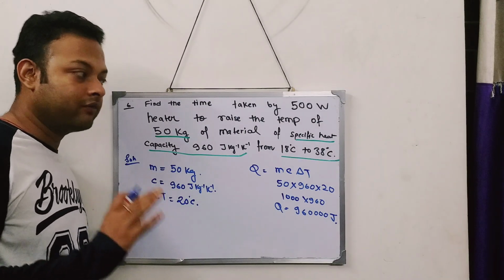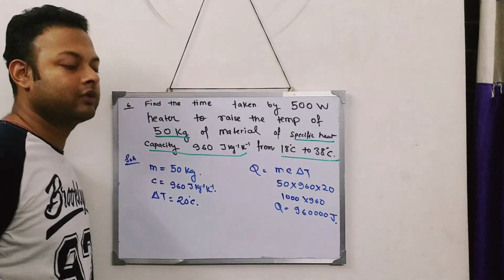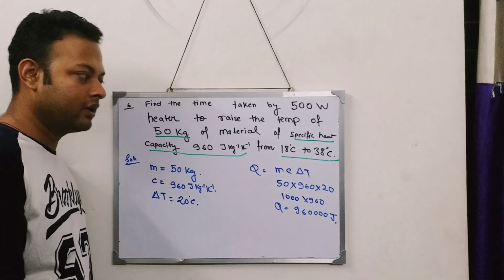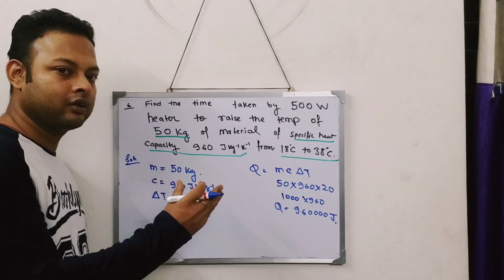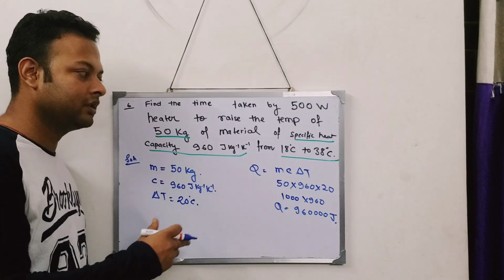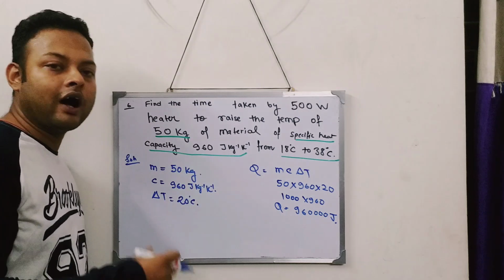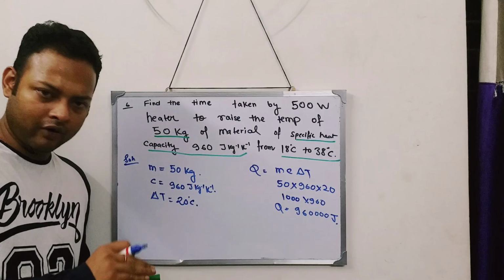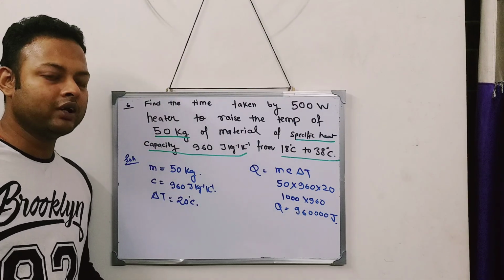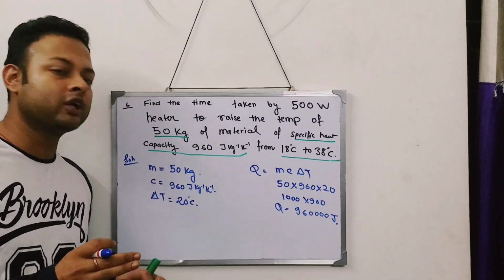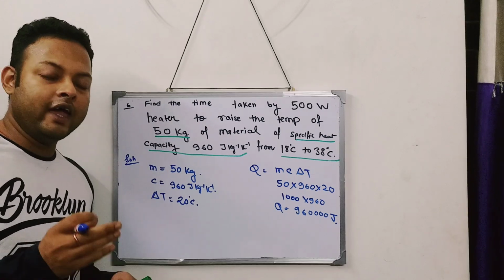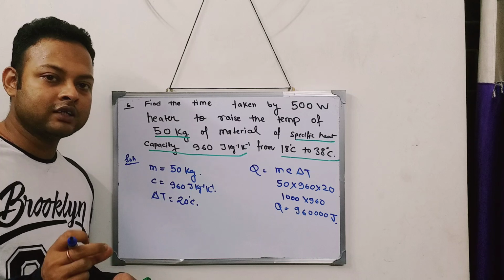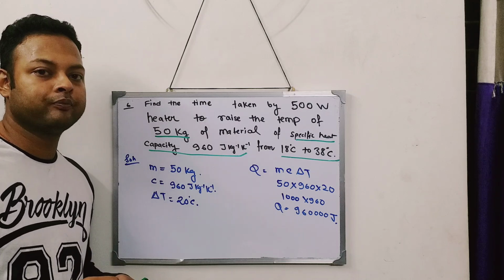Now after this, read the first line of the question. See, this amount of heat is given to heat that material of 50 kg from 18 to 38. How are we giving the heat? Think, how are we giving the heat? Are we giving the heat from our hand? No. We are giving the heat by using a kind of heater. Every electrical heater has a power rating on it.